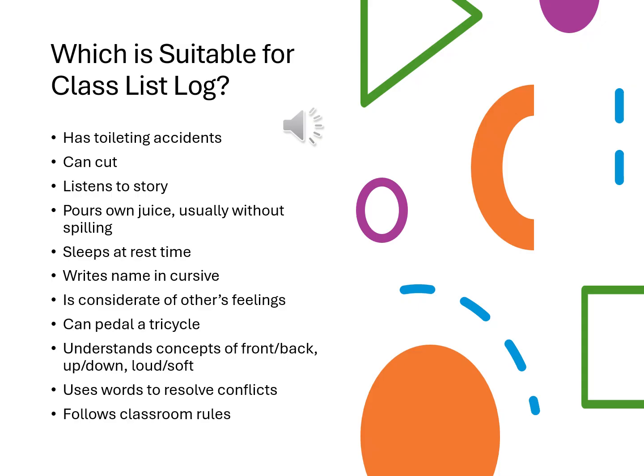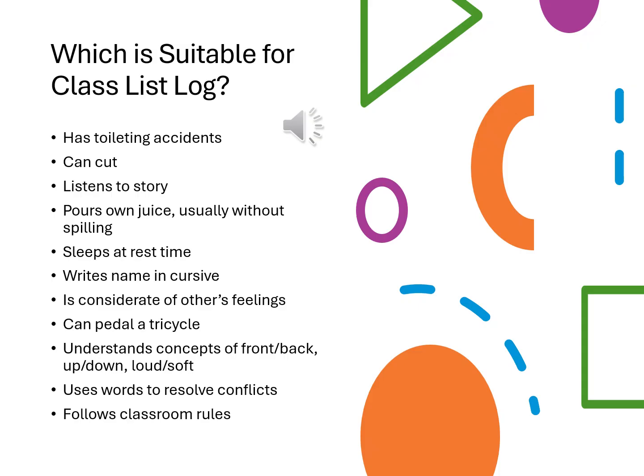Are children considerate of other feelings? You probably want to dial in on that one a little bit more. What does it mean to be considerate? What are some indicators of consideration that you might want to be noting down? Can they pedal a tricycle? Do they do something that shows that they understand the concepts of front, back, up, down, loud, soft? So if given directions in those things, do they follow the direction? Do they use those words in correct ways?